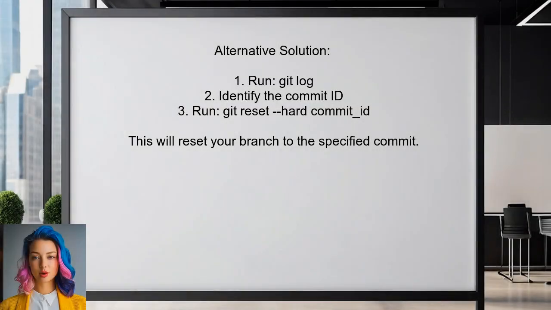An alternative solution provided by another user involves using the git log command. This command will display a log of all your commits. After identifying the commit you want to revert to, you can use git reset with the hard option, followed by the commit ID, to reset your branch to that specific commit.